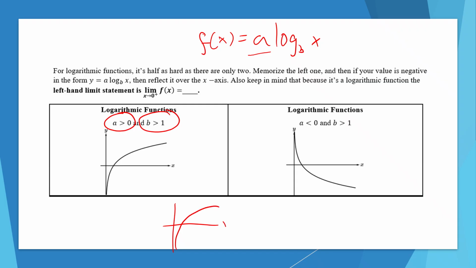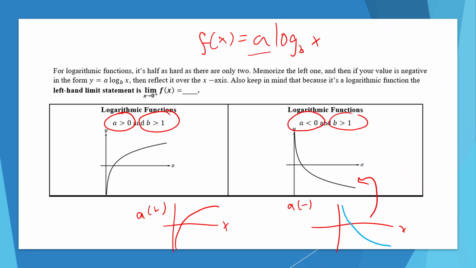So here, where a is positive, right? As soon as a becomes negative, you are going to take this graph and flip it over the x-axis. So that would look like that. And that should be your new shape of the graph, which is what we have there, where a is negative, but b is still greater than 1. Now, keep in mind, because it's a logarithmic function, the left-hand limit statement will be restricted because it's not going to the left forever, right? Because you can't have negative values inside a logarithm, because you can't take the log of negative numbers. So our domain is restricted from 0 to infinity.